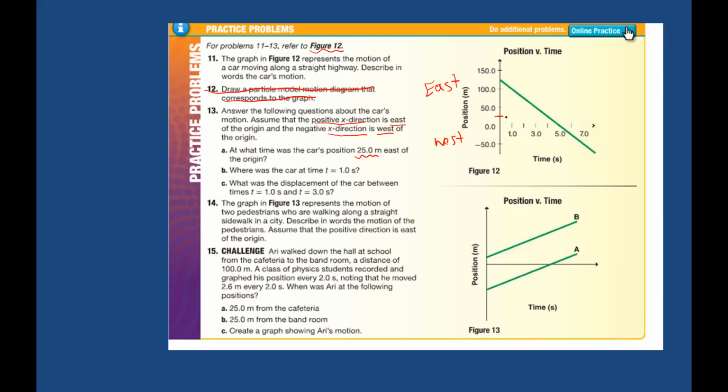So what time? I'm just going to go horizontally, hit the graph, and then read this value over here. I'm assuming it's 4.0, because it's not a good graph, there are no grid lines. So I'm just saying here it's 4.5 seconds. Now, where was the car at 1 second? I'm going to go up, hit the graph, and go horizontally. It's at 100 meters.